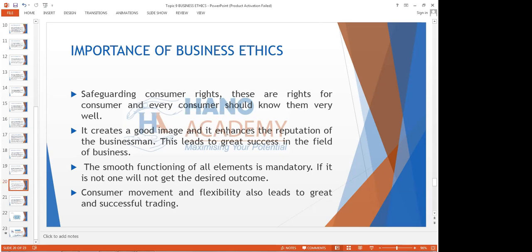The rights of the consumer, and every consumer should know them very well. So this creates a good image that enhances the reputation of the businessman and it leads to greater success in the field of business.